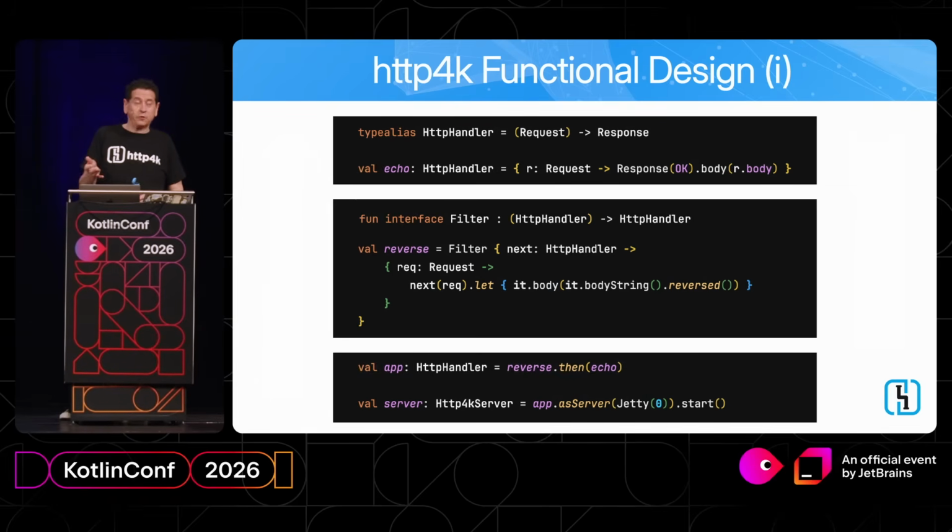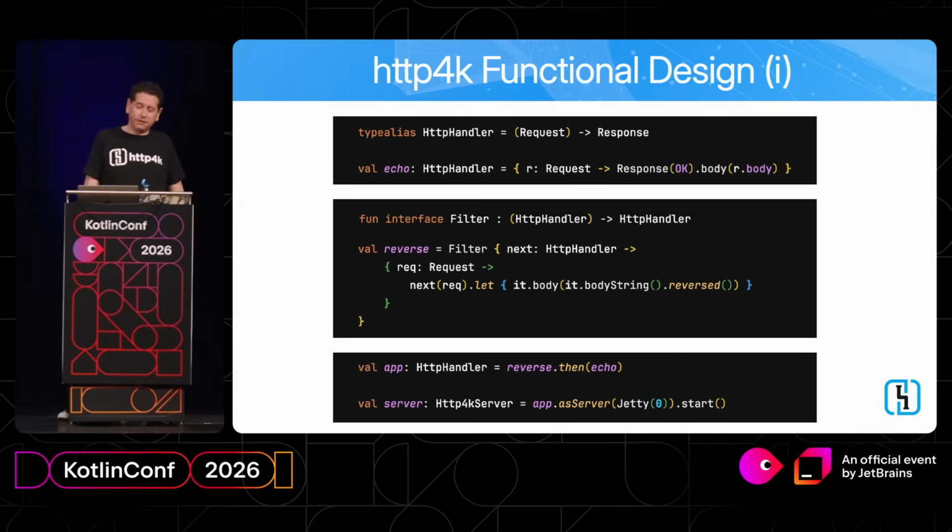And it exposes an HTTP handler. That HTTP handler can be converted into a server using the asServer function, which is an extension function on the HTTP handler type. Started up with Jetty or another server engine, and then started. So in this code that we've just created, we're only exposing the filter, the HTTP handler, and the server, and they're all abstractions.